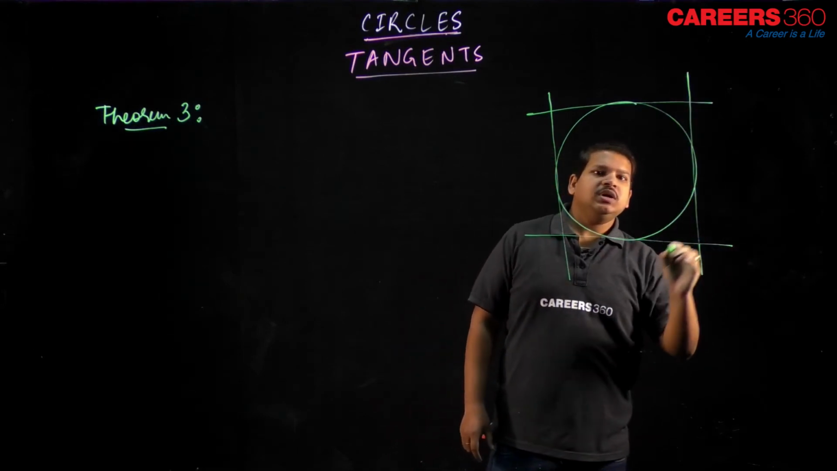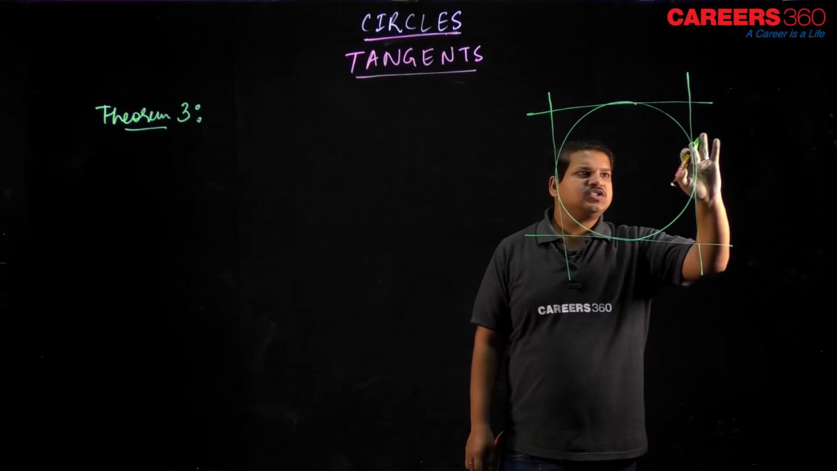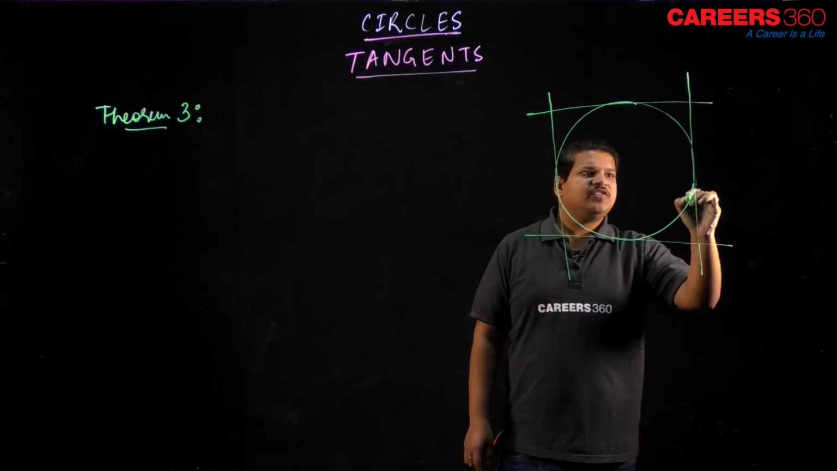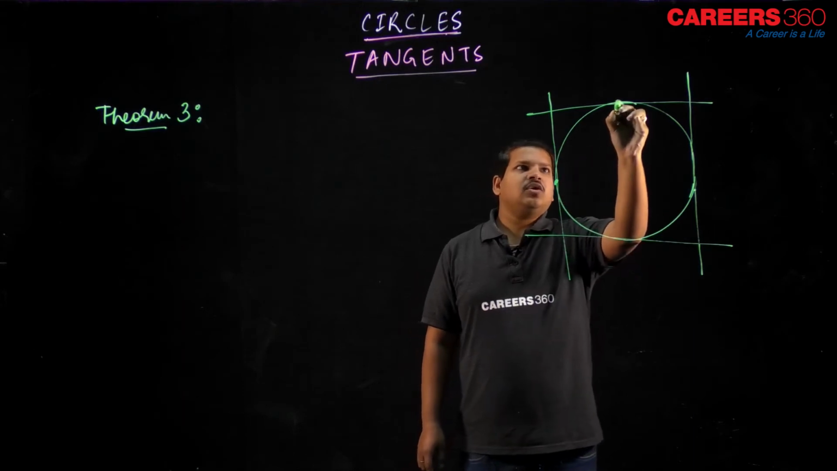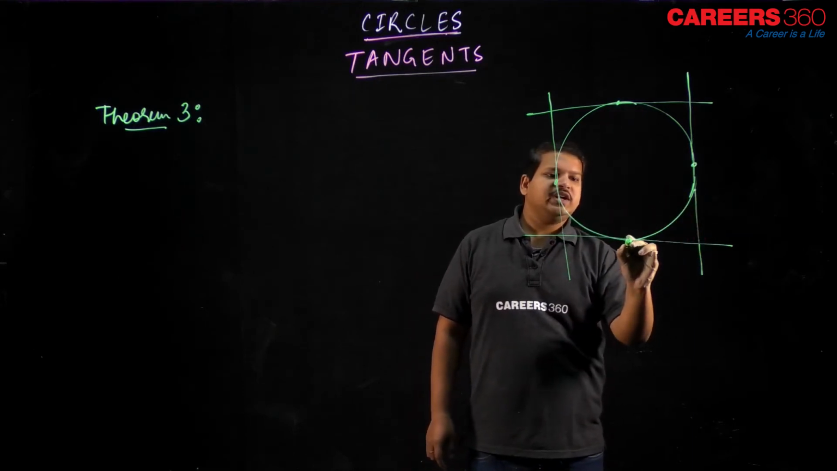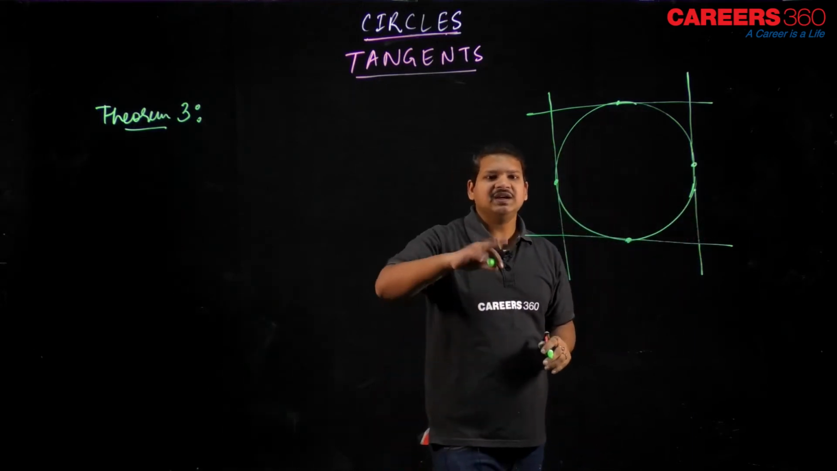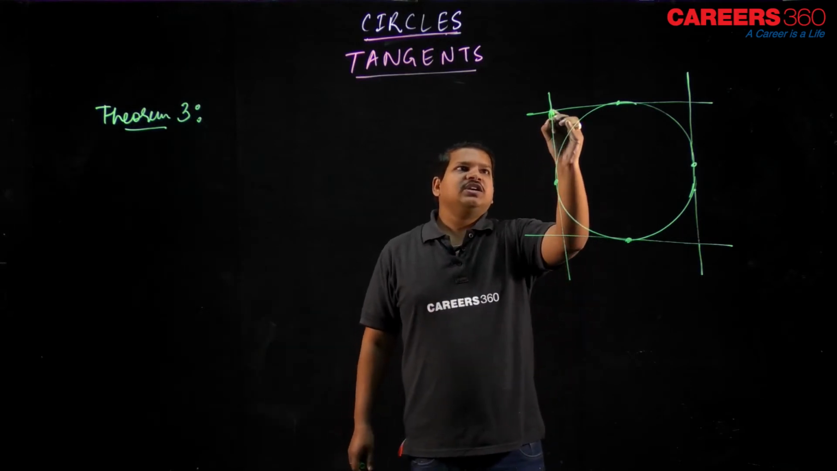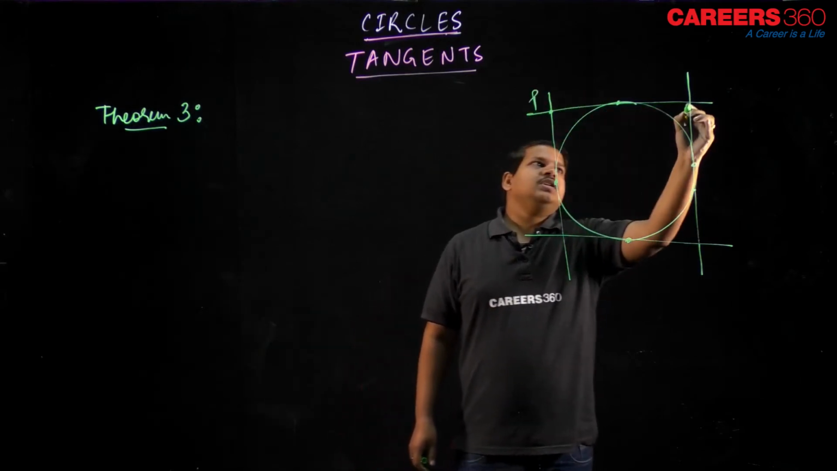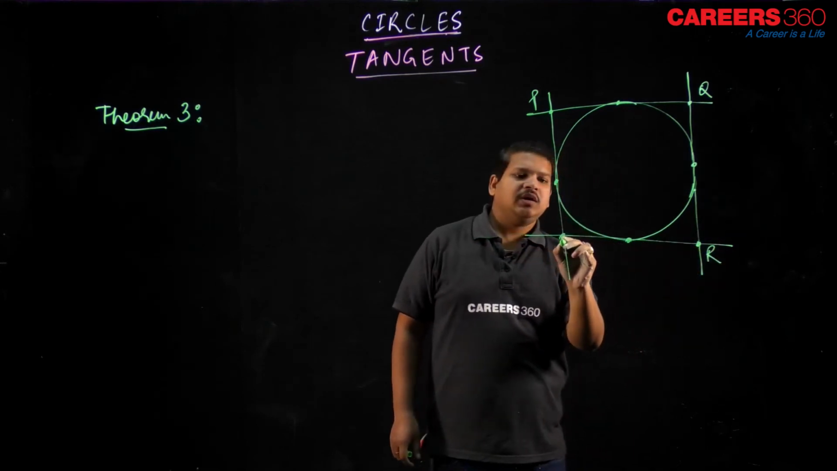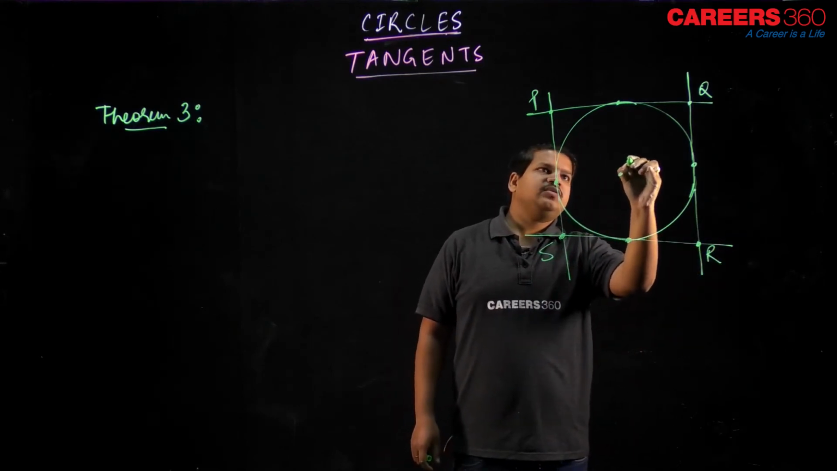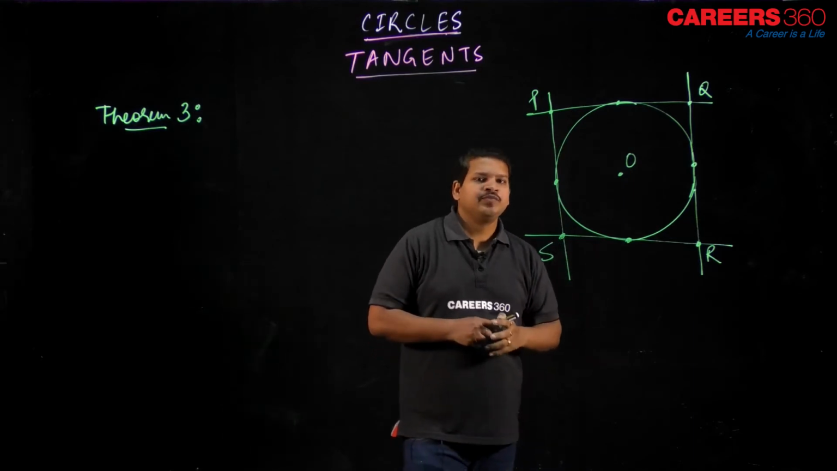Let's say this is a quadrilateral, and let us assume that this is exactly perfectly touching the circle, right? So in that sense, all of these sides will be acting as a tangent. Now let's say these points are P, Q, R and S, and over here we have O as the center.